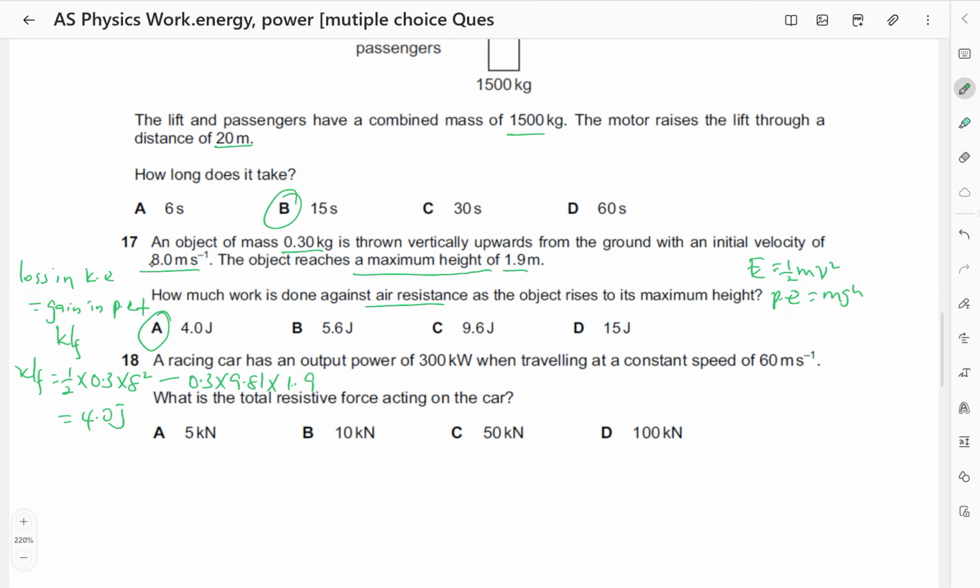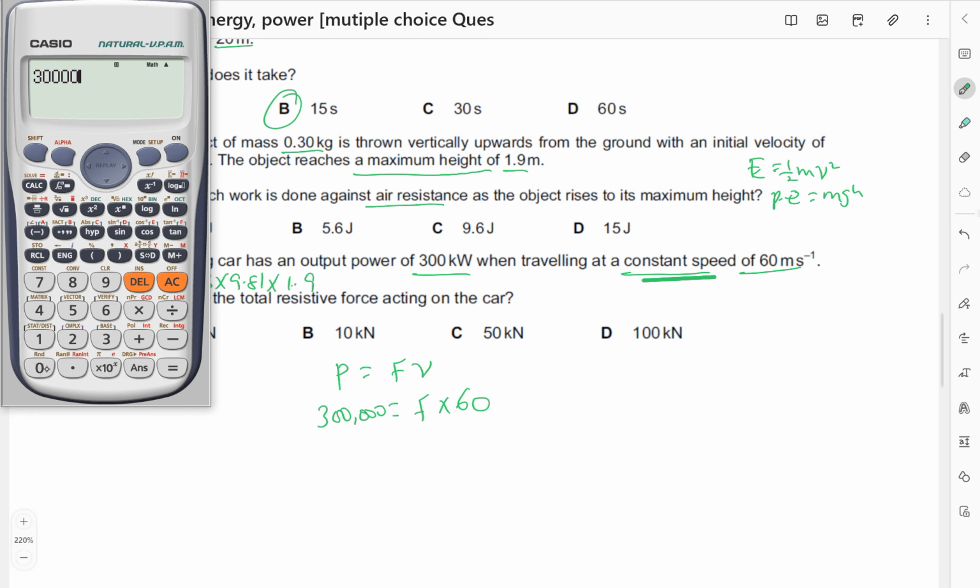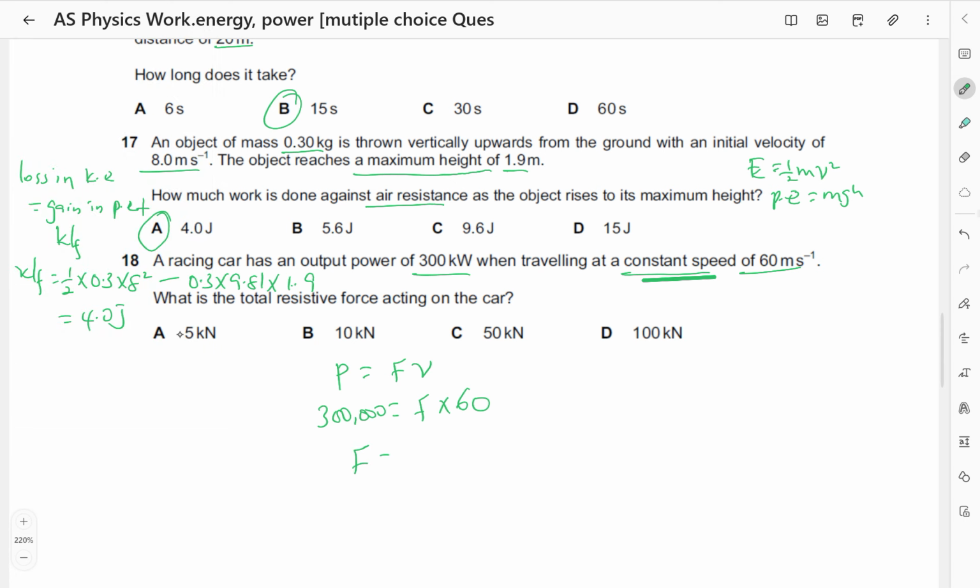A racing car has an output power of 300 kilowatts. When traveling at a constant speed of 60 meters per second, what's the total resistive force acting on the car? Because the speed is constant, it means the forward force is equal to the backward, the opposing force. So I'll simply say that power is equal to force times velocity. So 300,000 is equal to the frictional force times the velocity, which is 60. So 300,000 divided by 60 is 5,000. So F is equal to 5,000 newtons.